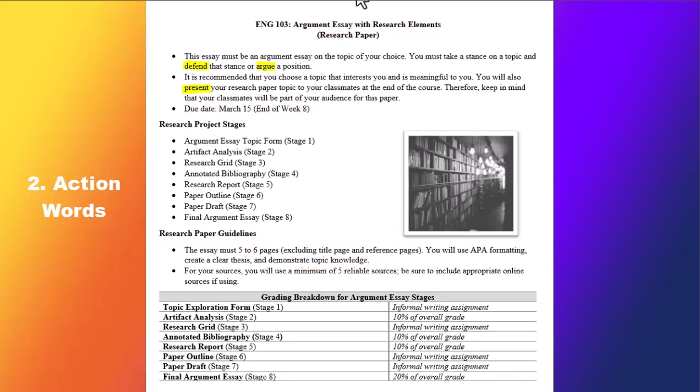Next, let's look for action words, or what we will be doing in the paper. I see defend, argue, and present. In this paper, I will be taking a position and defending it by using sources and synthesizing their arguments to prove my thesis. There will also be a presentation element to the paper, so it will require more than just writing and research.